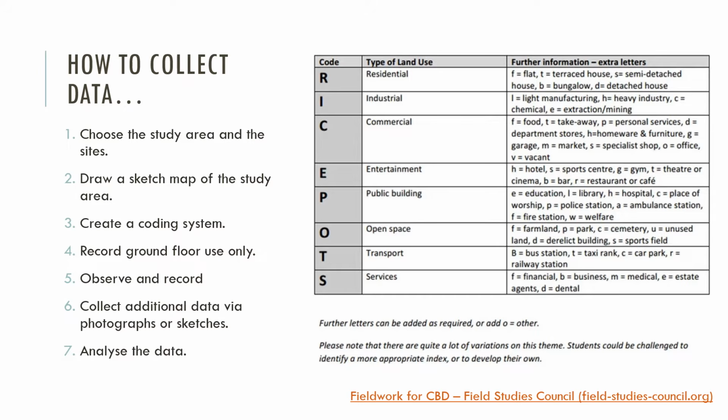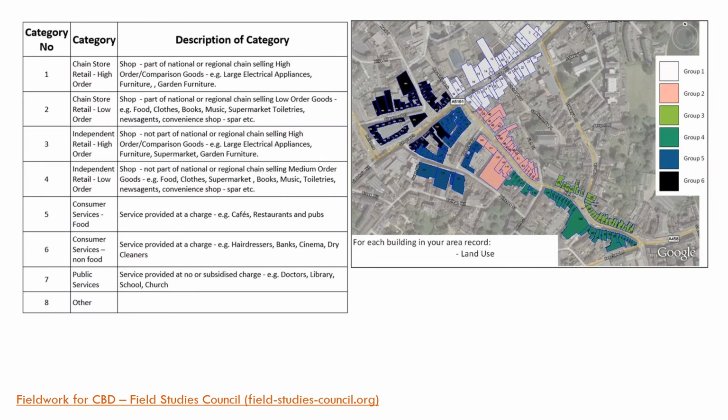You would typically draw a sketch map of the study area. You create a coding system, like you can see on the right-hand side, and you record generally the ground floor use only. You would go around observing and recording the ground floor use. So for example, if you find a building and you think it's residential and flats, you would put R and F. And then once you've done that, you might take photographs or sketches, and then you would analyze the data you've collected. This is another example here of how they've gone about doing it.